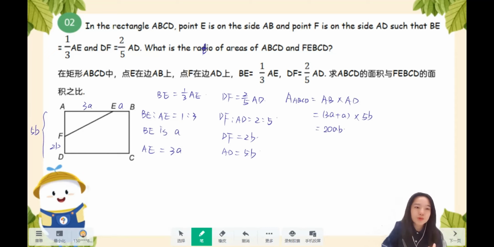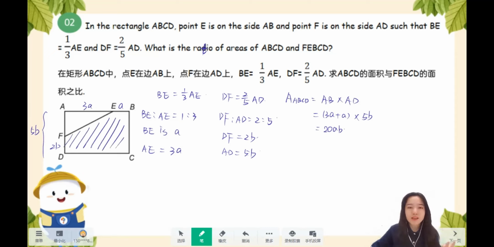Next, if we want to solve the area of FEBCD, it is an irregular shape. So to solve it, we need to convert it into the difference between two regular shapes. I believe you have already seen that. We just need to take away the area of the triangle AEF from the rectangle ABCD. We can get the irregular shape's area.